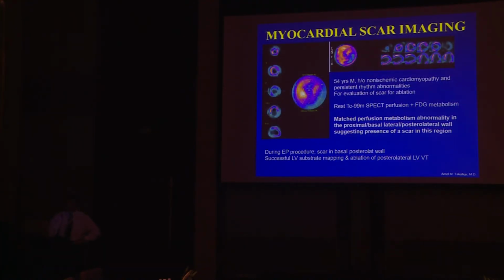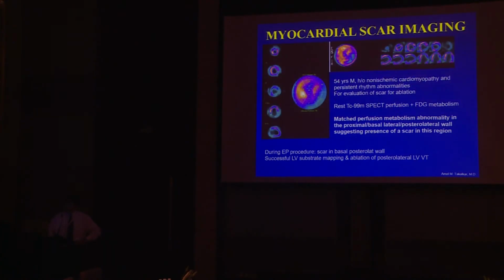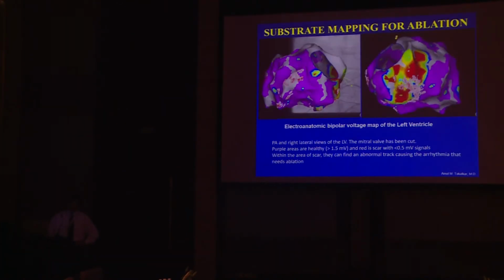Moving on to scar imaging. We do this in patients who have recalcitrant arrhythmias of the ventricle and need ablation of their area. This is a patient where you can see that there's a big scar in the proximal basal and lateral posterolateral wall, and that's where when they do the EP, they have a good map of the electroanatomic bipolar voltage map of the ventricle, and it correlated pretty well.